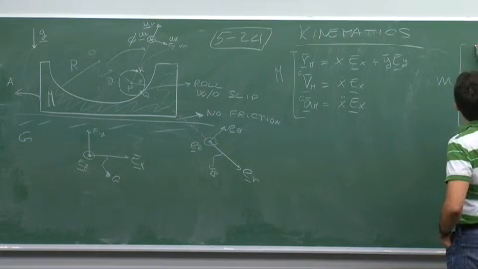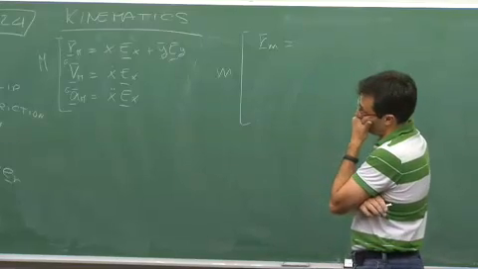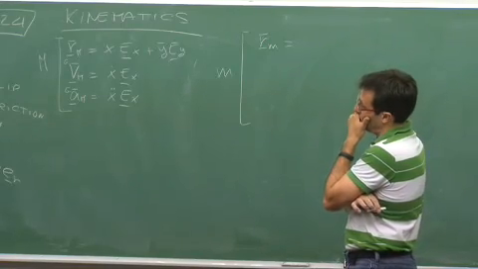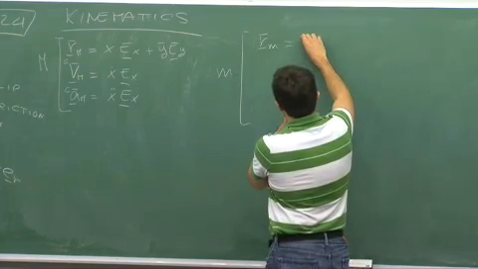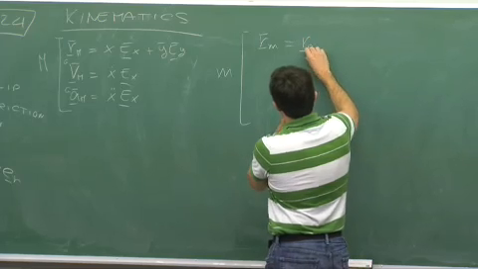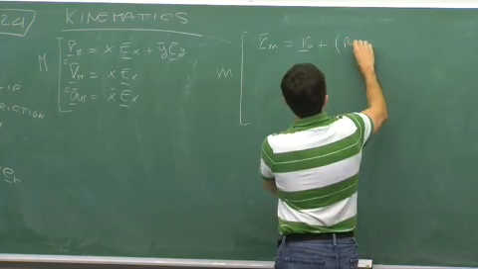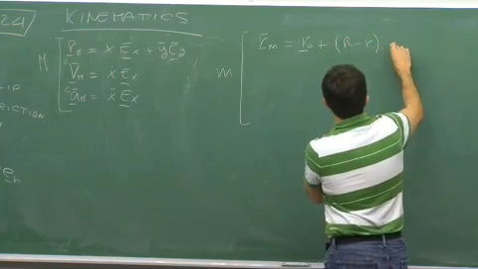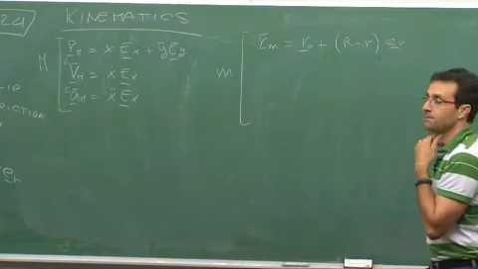The second one. So I need to find r bar for the little mass, the disk. What is that? Well, that would be, what do you think? RO plus big R minus little r ER. Right? Make sense?